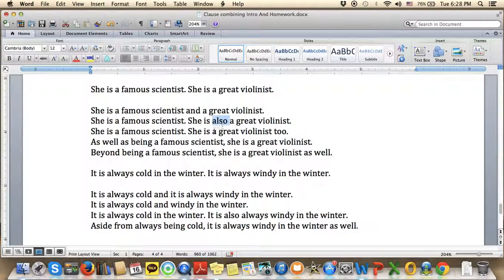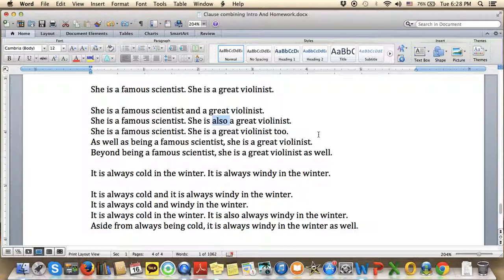So where else could we put the "also"? If we think about it, I could put it right here. "Also, she is a great violinist." I could put it right there. Or I could put it right here. "She is a great violinist also." That works just as well.